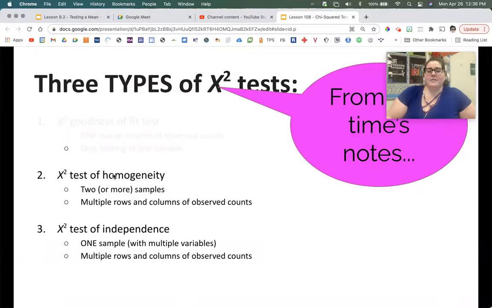A chi-squared test of homogeneity, you can think of homogeneity basically as meaning sameness. We're testing for whether these two samples or three samples or whatever are the same. This is when we have two or more samples of data and you're looking at a single variable across those samples, and you want to know, do we have evidence that those two or three samples or populations are different? The chi-square test of independence has one sample, but multiple variables. And we're really testing for whether these multiple variables are independent or dependent of each other.